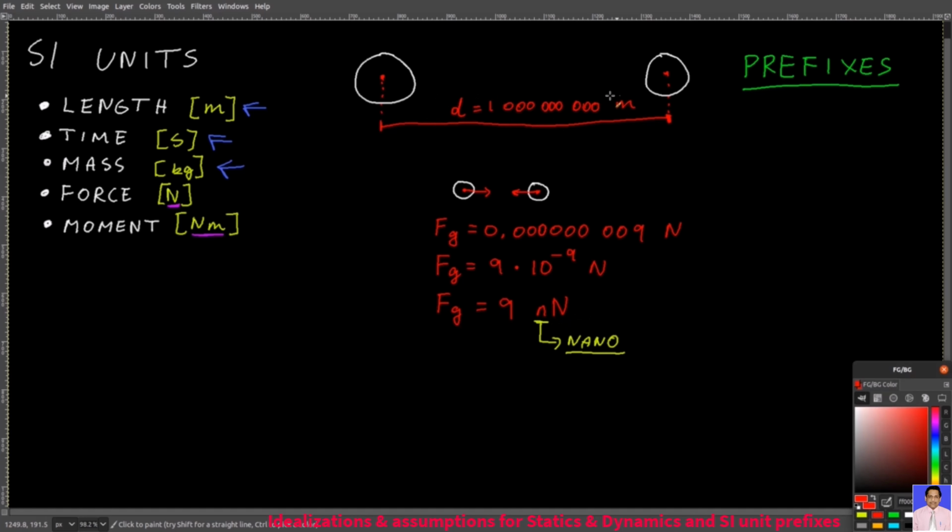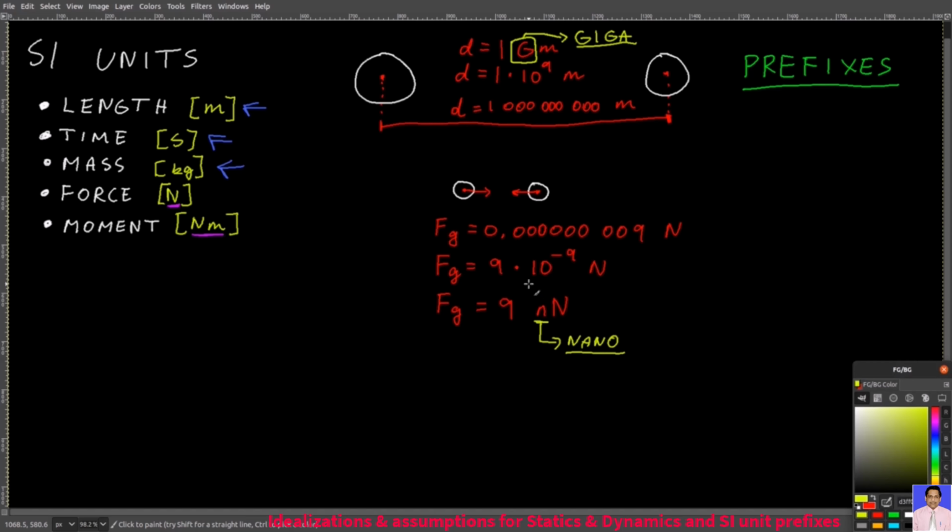Then if this is your distance between two planets, 1 billion meters, then you can also write it like this. D equals 1 times 10 to the power of 9, and then that would be meters. Or you can write D equals 1 big G and then meters. This symbol G stands for giga, and it's another prefix that is used in the SI unit system. So you would say that the distance is 1 gigameter.